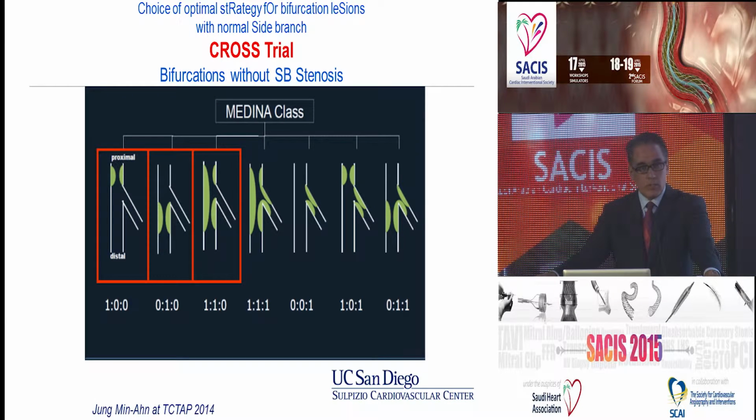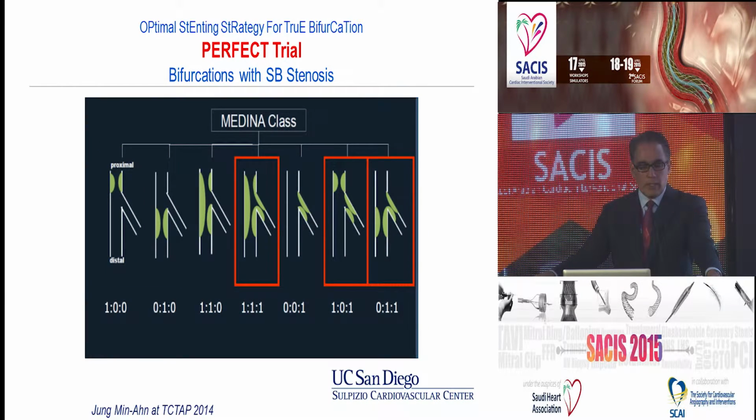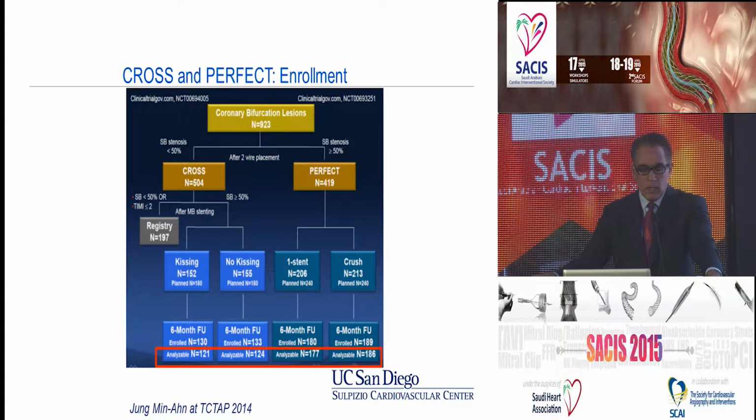This is the CROSS, what I showed you on the left side. Primarily, the left three Medina classifications of bifurcation lesions were enrolled in this trial, no side branch disease. In the PERFECT trial, you needed to have side branch disease with the parent vessel involvement. Just over 900 patients have been enrolled.